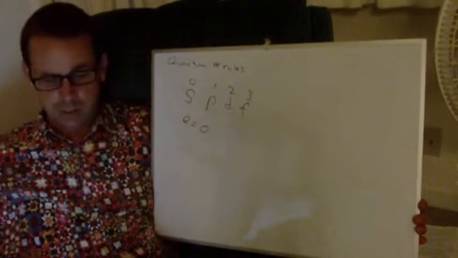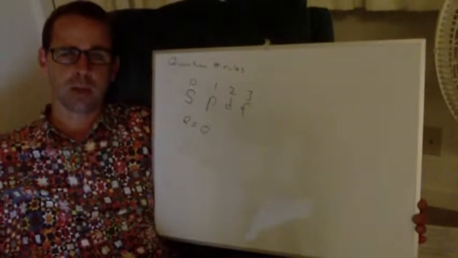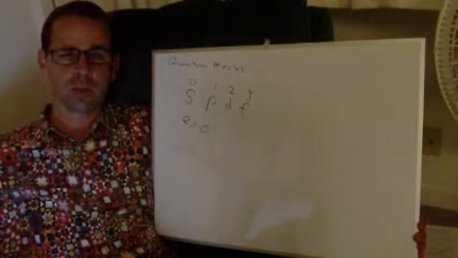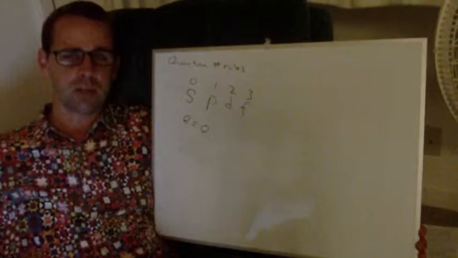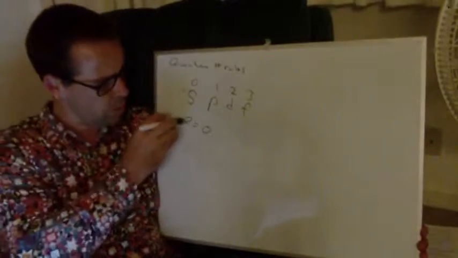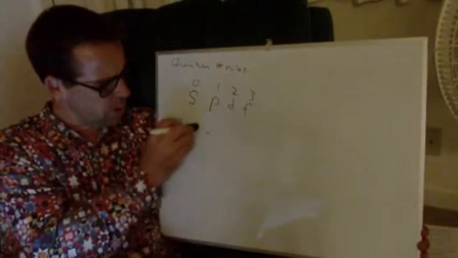And m sub L has to be equal to 0 too, because whatever the m sub L value is, it can only be as high as the L value and as low as the negative L value. So if L is 0, then m sub L has to be equal to 0 also. Part B.